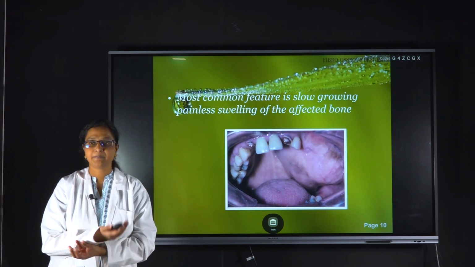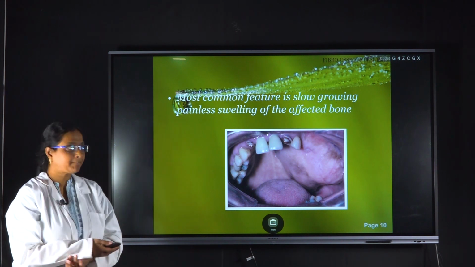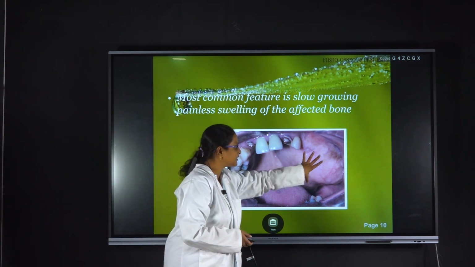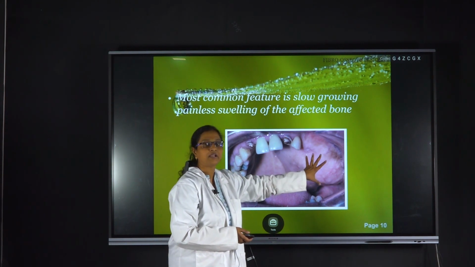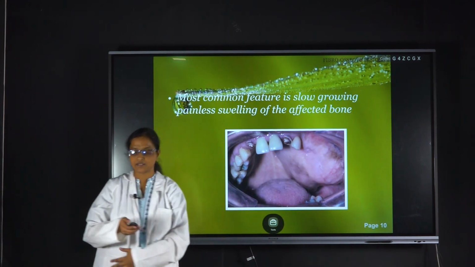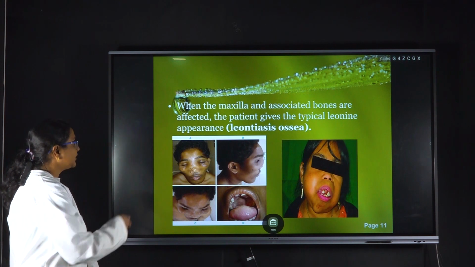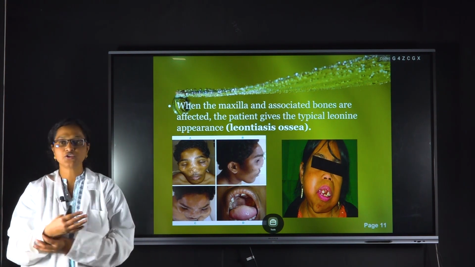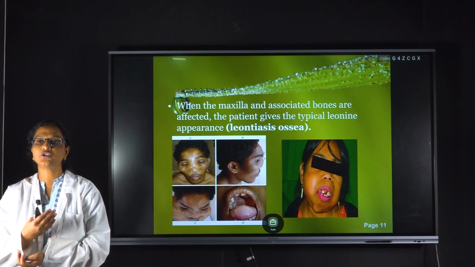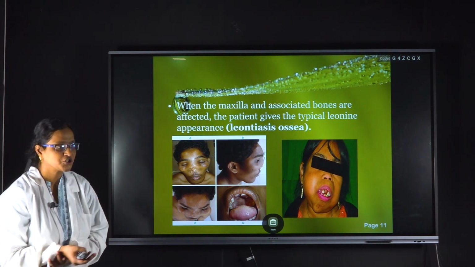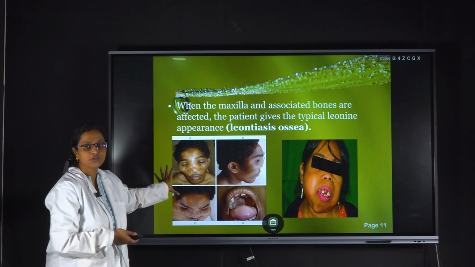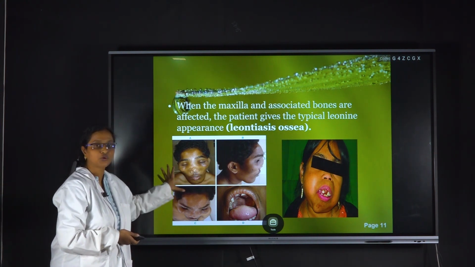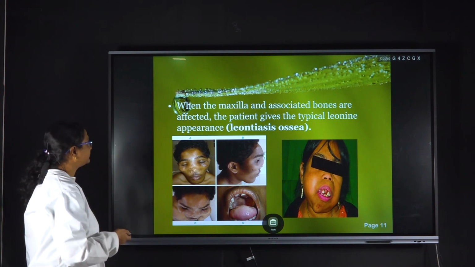Most commonly, it presents in the form of a slow growing painless swelling. As you can see in this picture, it's a picture of the maxilla where you can see a large swelling occurring on the left side of the posterior part of the maxilla. When the maxilla and the associated bones are involved, the patient usually has a typical leonine appearance, which is also called leontiasis ossea. In this picture, you can see a patient who is suffering from this type of fibrous dysplasia, and the patient is showing a leonine appearance.